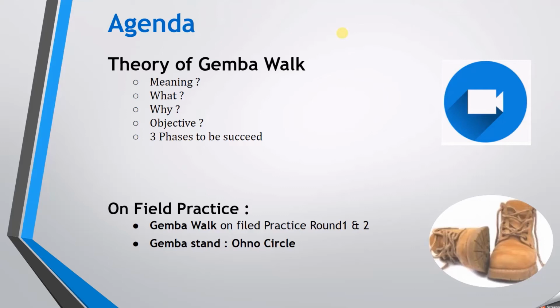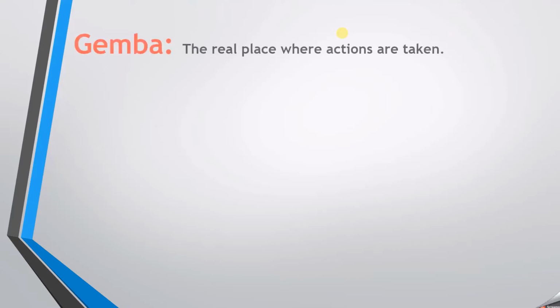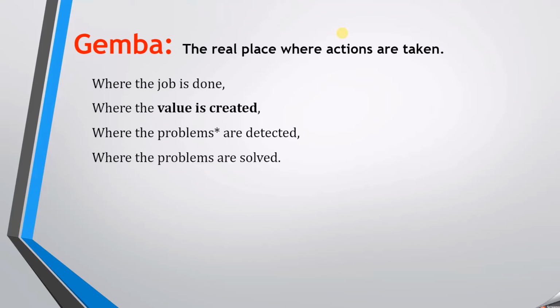First, before going further, let's clarify what Gemba means. Gemba is a Japanese word which means a real place where the actions are taken, where the job is done, where the value is created, where the problems are detected, where the problems are solved, and also where the best practices are detected.